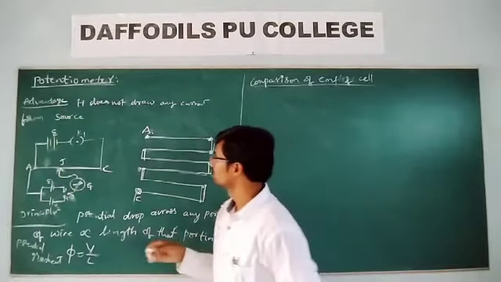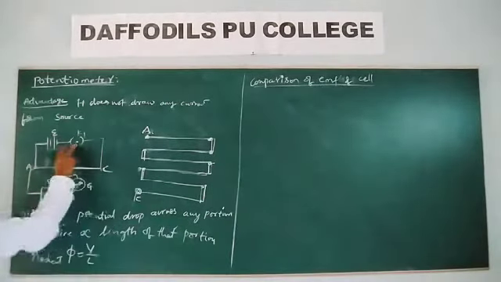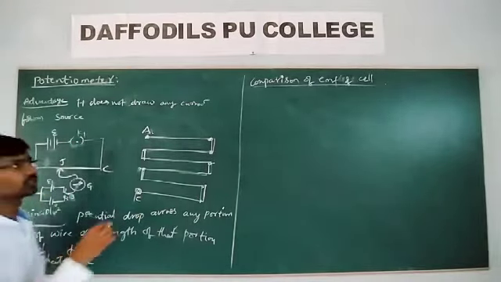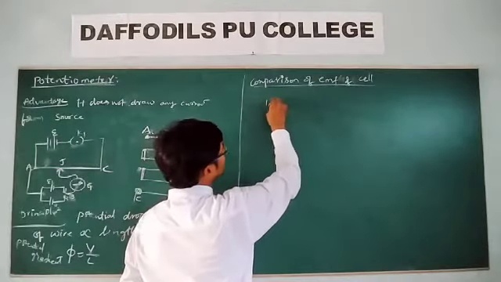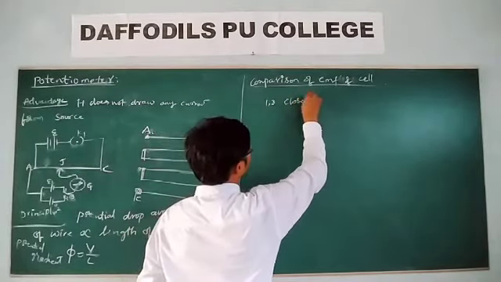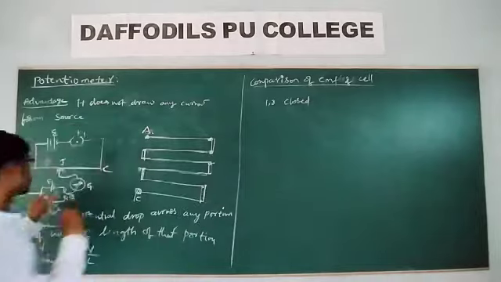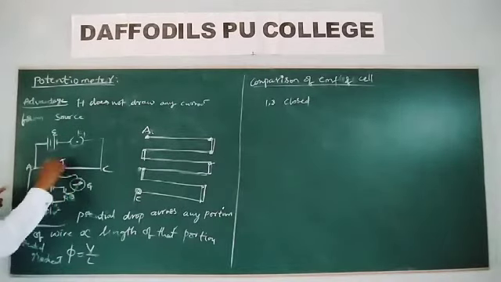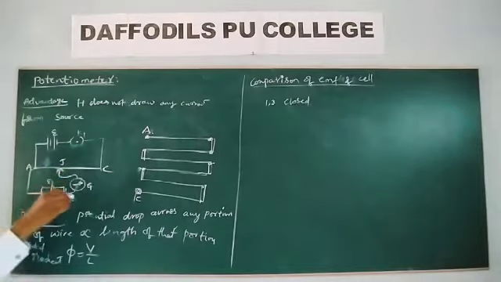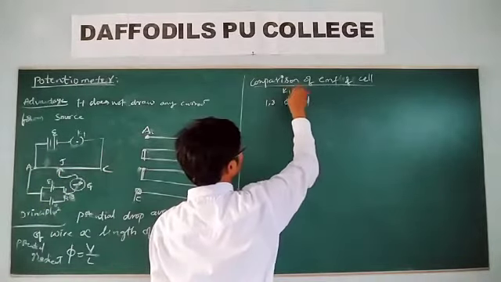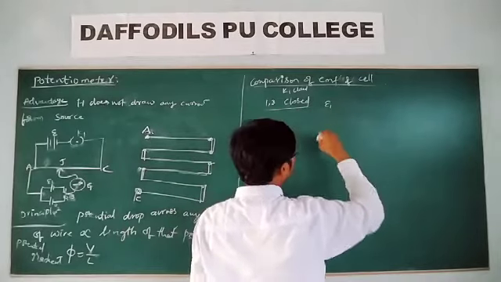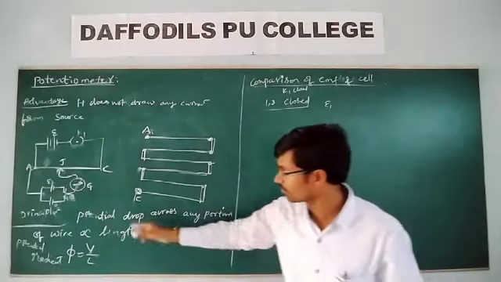First, K1 is closed. Then terminals 1 and 3 are closed in the two-way key. In that case, what happens? E1 is in a complete circuit, E1 is in a closed circuit. K1 is always closed. When 1 and 3 are closed, E1 is the EMF of the cell.